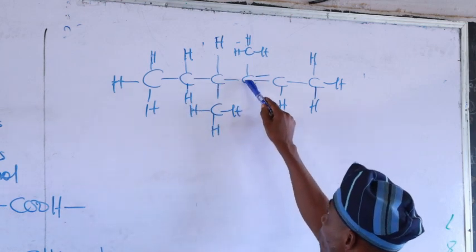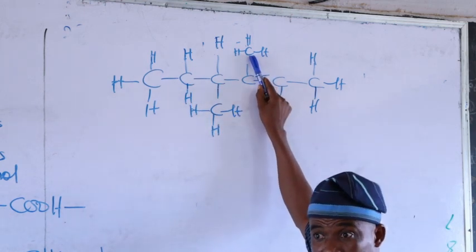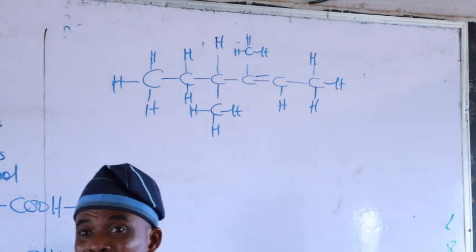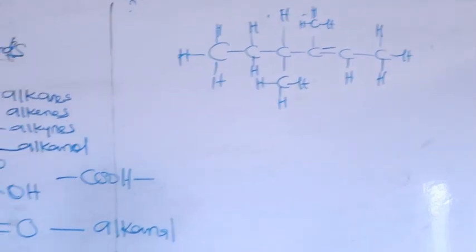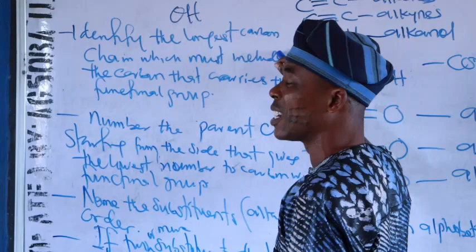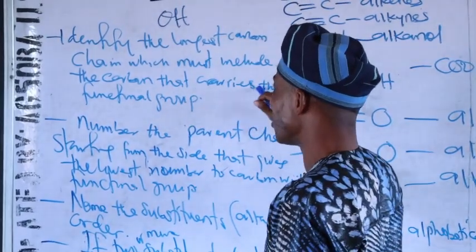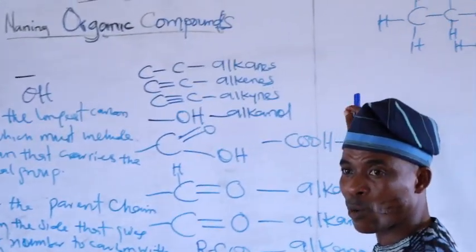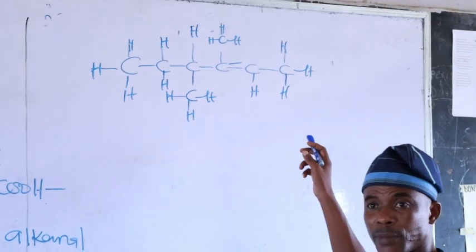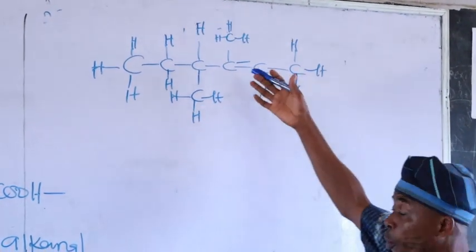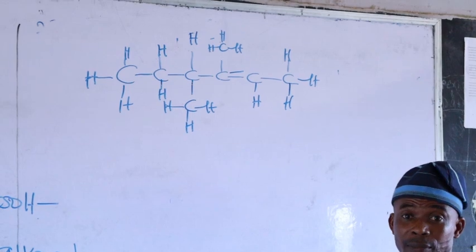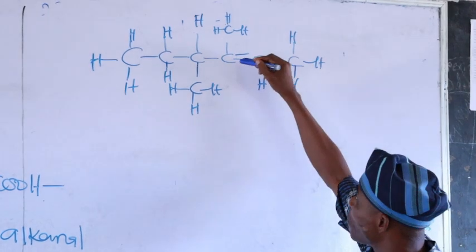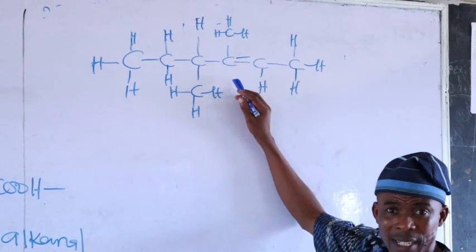1, 2, 3, 4, 5. Why? Because the functional group is not inclusive. The rule says to identify the longest carbon chain, which must include the carbon that carries the functional group. There is the presence of a functional group here, which is what? The double bond. So if we want to identify the longest carbon chain, these two carbon atoms must be counted.